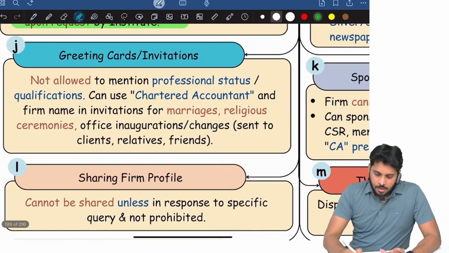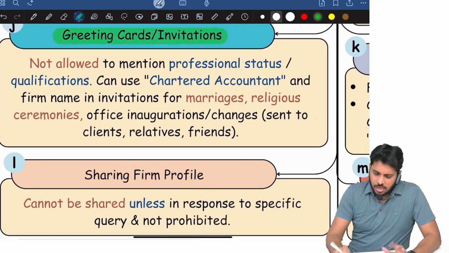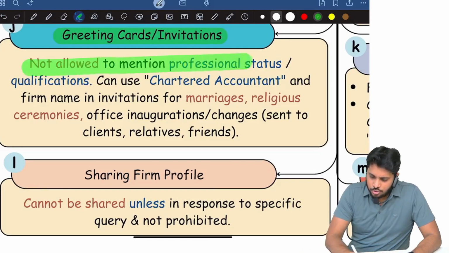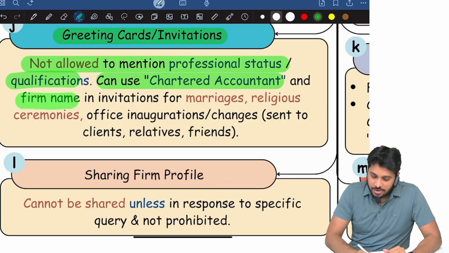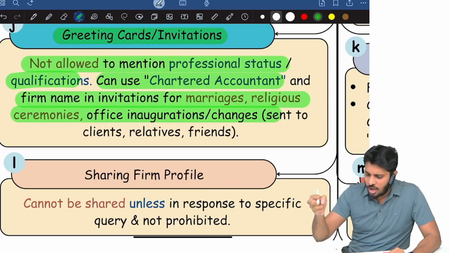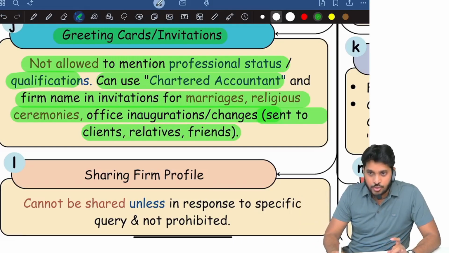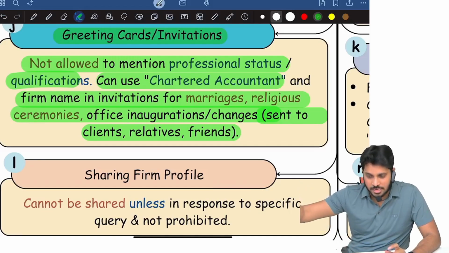Next, can a CA use greeting cards or invitations? Yes, you can issue greeting cards, but you are not allowed to mention professional status and qualification. You can use the words chartered accountant, and the firm name can also be mentioned in marriage related, religious related ceremonies, office inauguration, all that. You must send it only to clients, relatives and friends. You cannot distribute it as a pamphlet. That's it. Next.